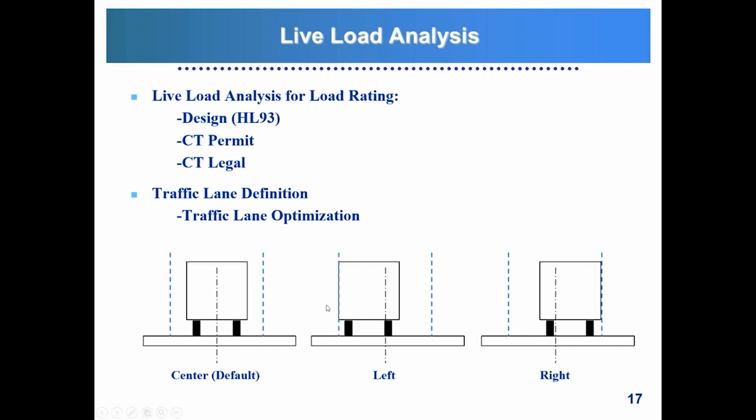And what this option does is that it moves the truck transversely within the lane. So in addition to the default option, it also considers the case when the truck is shifted towards the left of the traffic lane and also towards the right of the traffic lane. And then for the results, it gives you the most critical of these three cases on an element by element basis. So for each element, it gives you the maximum demand loads out of these three cases.